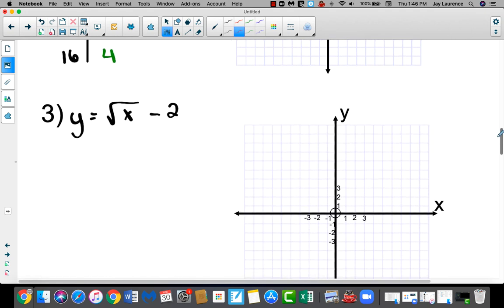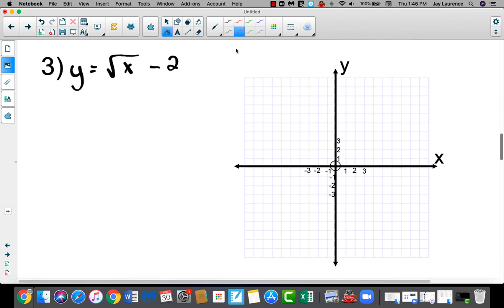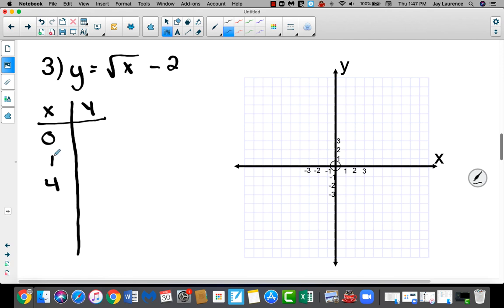What happens if I take y equals the square root of x minus 2? And I can't believe I don't have an input-output table there, but that's okay. I thought I pre-made one. I can make one pretty quick. All right, and now I'm still going to have 0, 1, 4, 9. I'm not going to put 16 in because it doesn't fit on the graph.